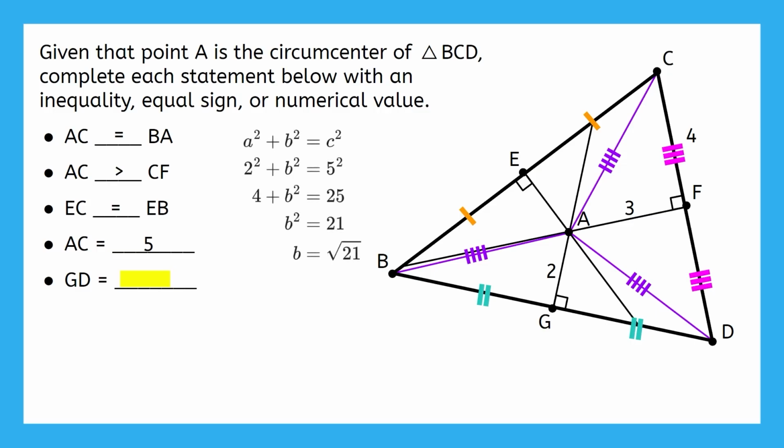Substituting 5 into the Pythagorean theorem as the hypotenuse and 2 as one of the legs gives us the square root of 21 as the missing leg, and the length of GD. We have officially answered all parts of the question. Awesome work! If you want to go back and watch any parts of this video again, now's a great time to do so.